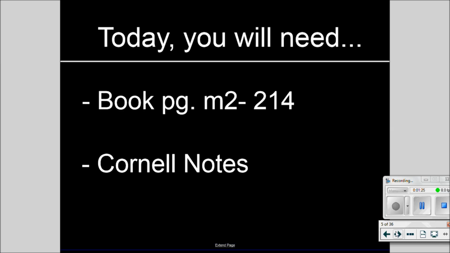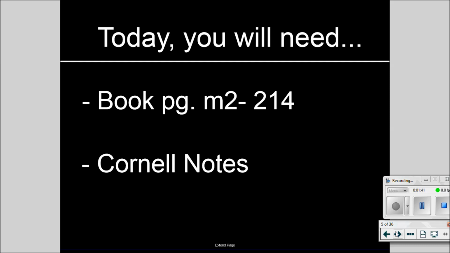So as we start today, you're going to need a couple things. The first thing you're going to need is your book open to page M2 214. Now we will use some other pages, but we're going to start on 214, so I'm going to give you a second to get that out.